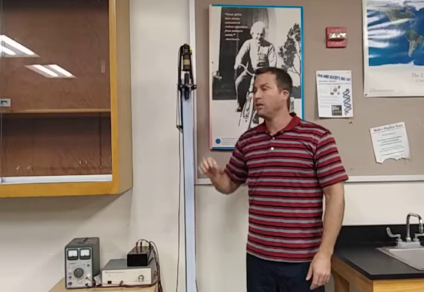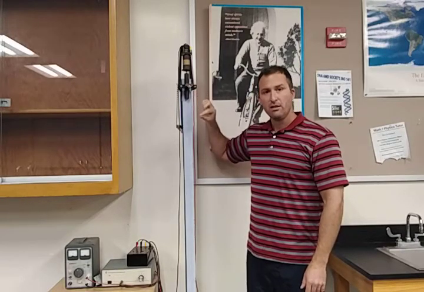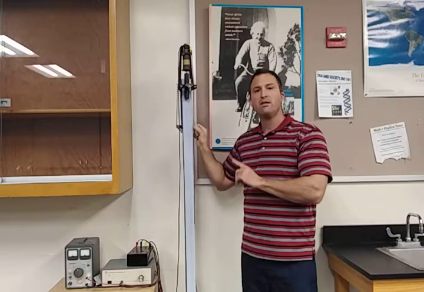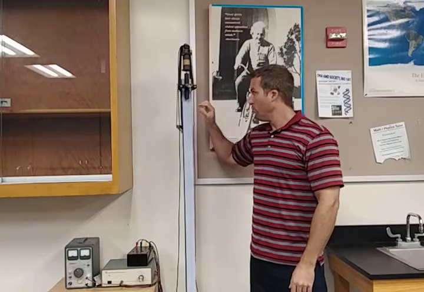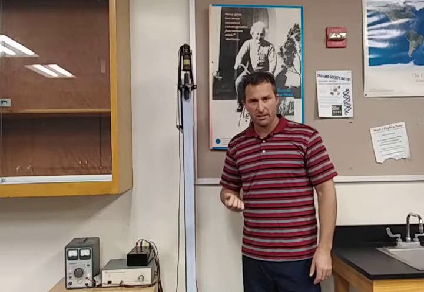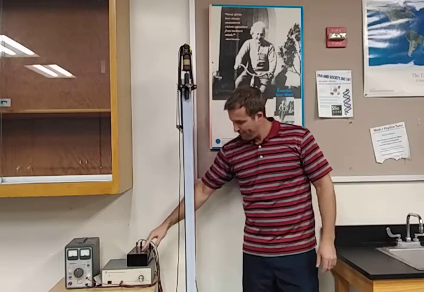And number two, there's going to be a spark that this falling object is going to make, and make a mark on this paper 60 times per second as it falls. So what we'll have then is a record of where the object is every 60th of a second. Let's take a look at what that looks like here.